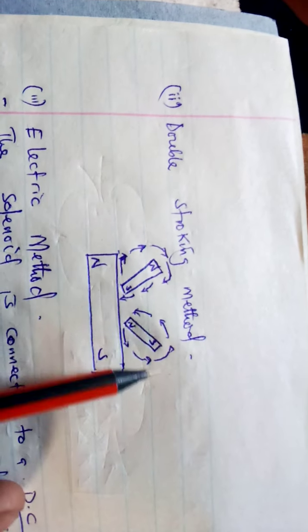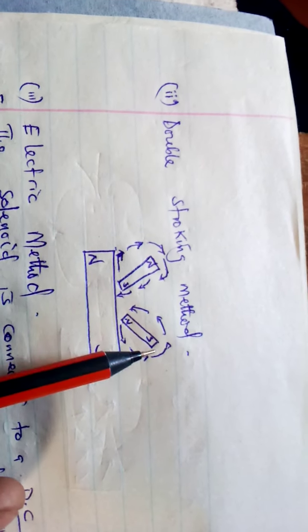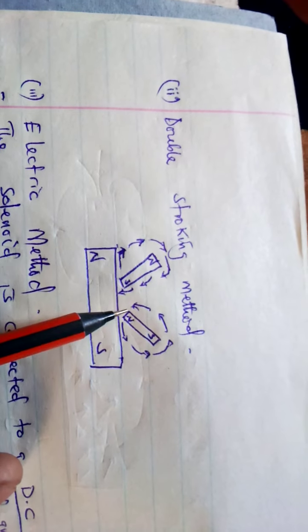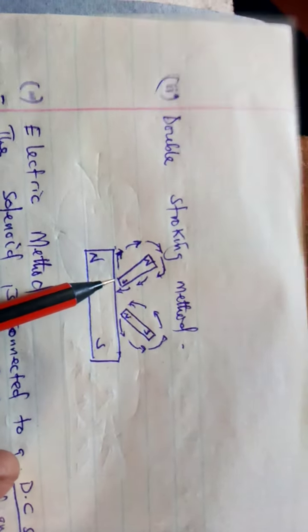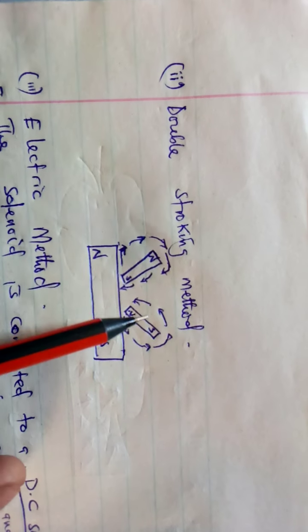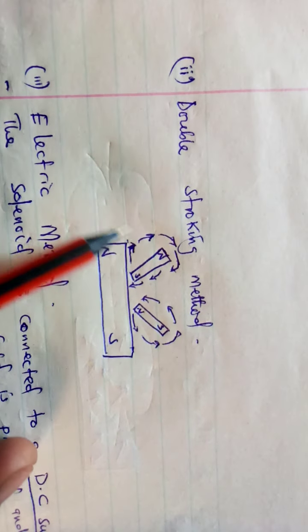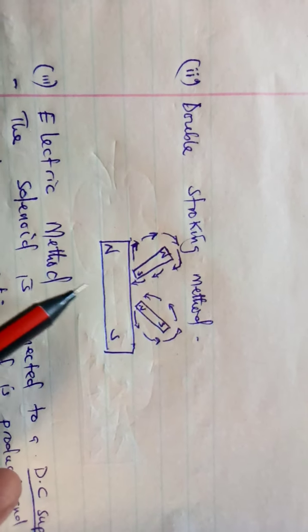The second method is called the double stroking method. Now here you use two magnets. So what happens is this one will be moving to one side, and this one will be moving to the other side. So you stroke them at the same time. And so what happens is this bar that you have here becomes a magnet.